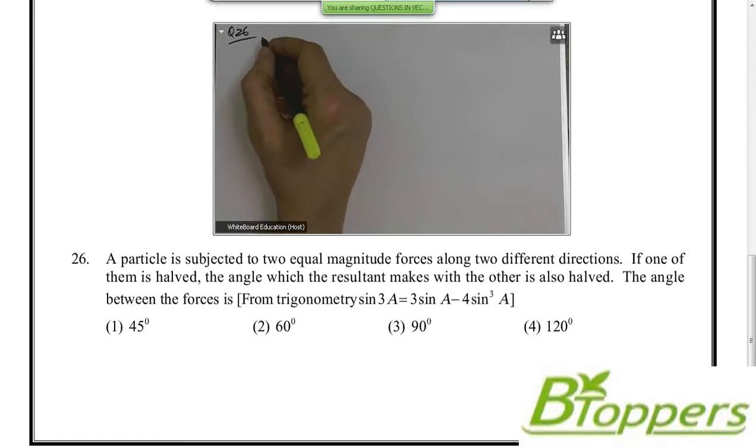See question number 26. A particle is subjected to two equal magnitude forces along two different directions. One of them is halved. The angle the resultant makes with the other is also halved. The angle between the forces is?